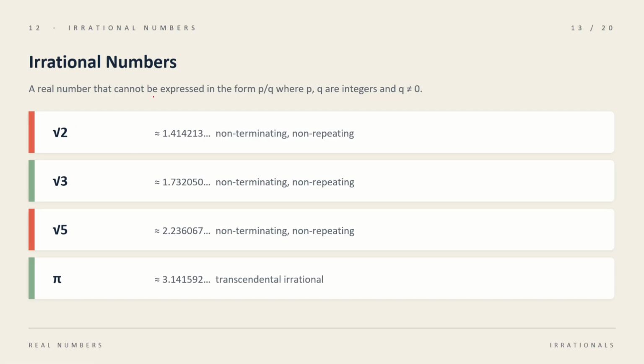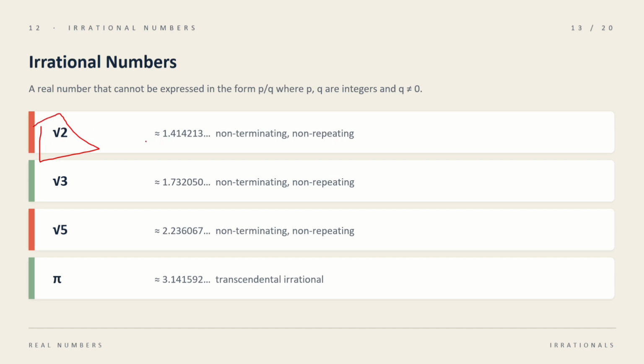Irrational numbers. Irrational numbers are the numbers which cannot be expressed in the form of p by q, where p and q are integers and q is not equal to 0. Rational numbers are the numbers which we can express in the form of p by q, where q cannot be 0, such as root 2. Root 2 is an irrational number.